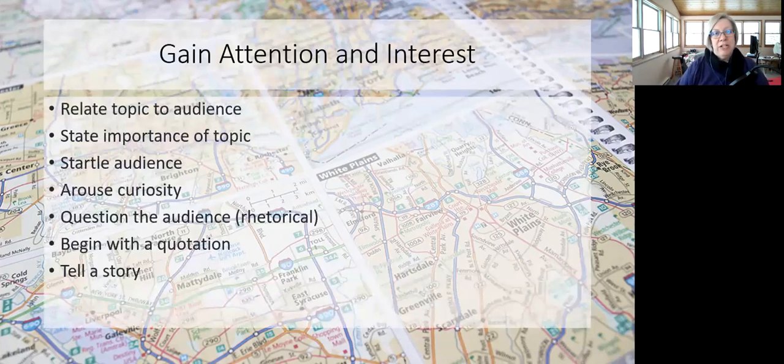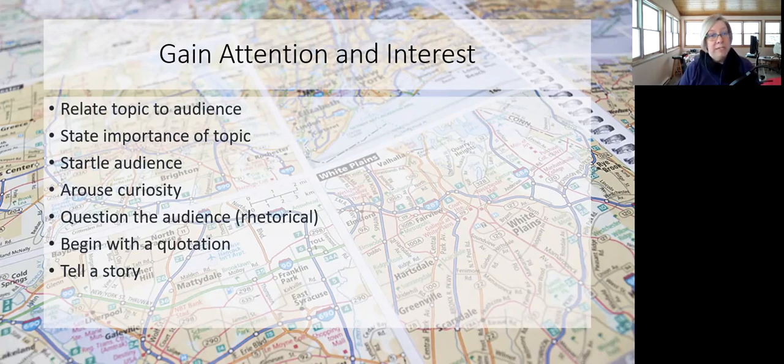In gaining our attention and interest, these are 7 ways, and I think there are at least a couple more in our textbook online. One is relate to the audience. How can you relate your topic to this audience? We're not pretending to be Parliament or Congress. We're just college students. So how can you relate your topic to college students, of varying ages and backgrounds? Figure out how to do that.